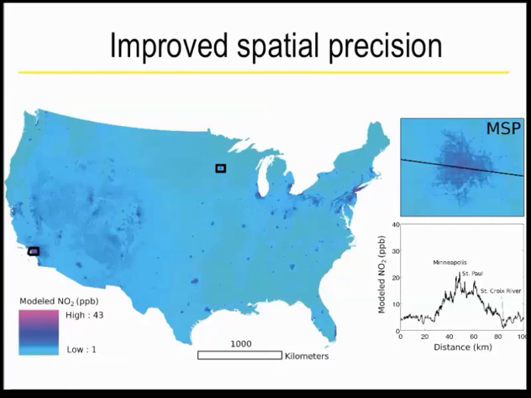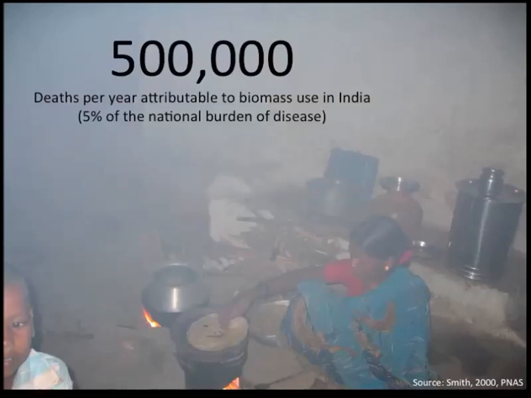With that, let me turn to the second topic, which is indoor air pollution in India. So I gave some numbers previously that were global. Here I have a number for India specifically. This is an estimate that about 500,000 people per year die because of biomass use indoors in rural areas. That's a shockingly large number. It's about 5% of the national burden of disease is attributable to this action that you see up here in the picture. People cooking day in and day out.